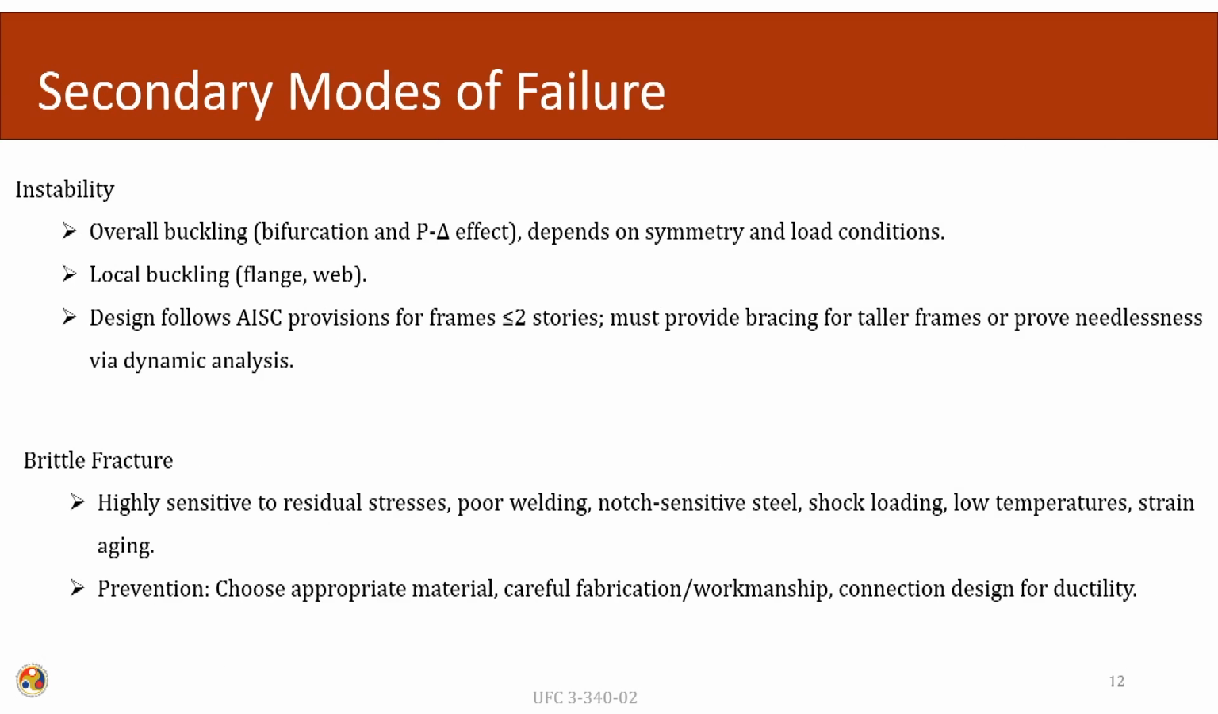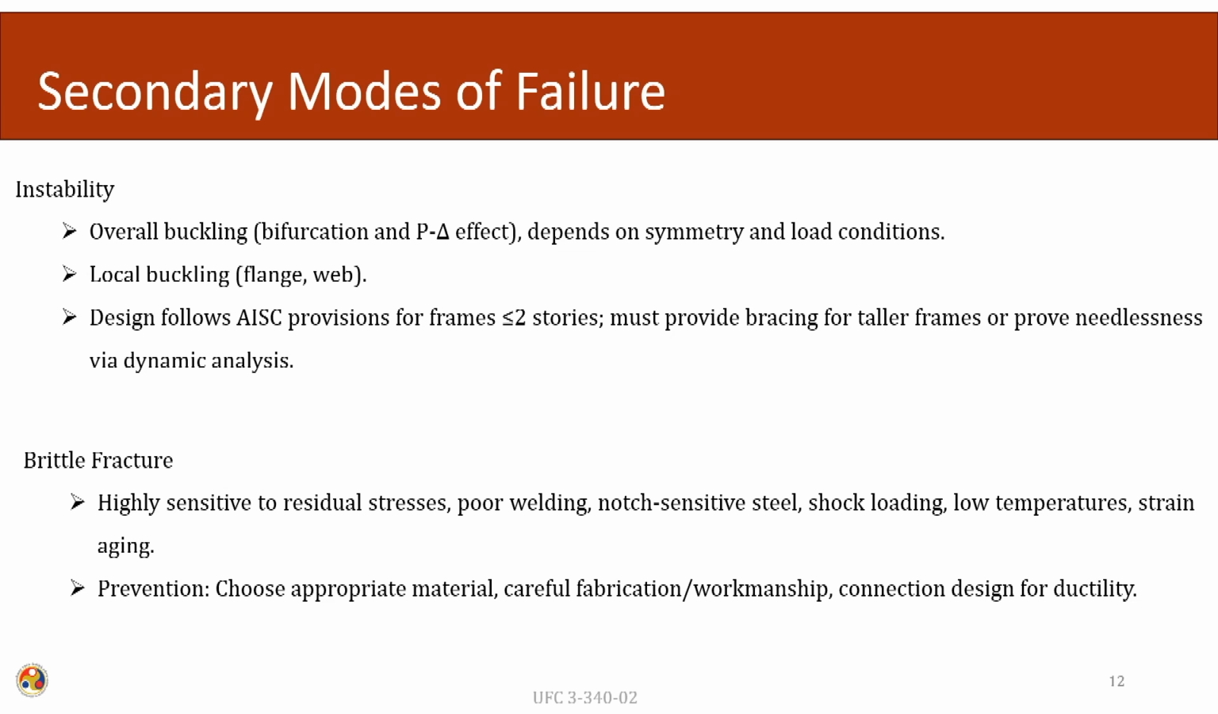In any given structure, there are secondary modes of failure. So that also needs to be accounted for when the design process is being targeted. The overall buckling depends upon the symmetry and the loading condition. There will be an overall buckling in the system, and there will be a local buckling, that is, flange buckling and web buckling. So all these criteria need to be fulfilled whenever a system is being designed.